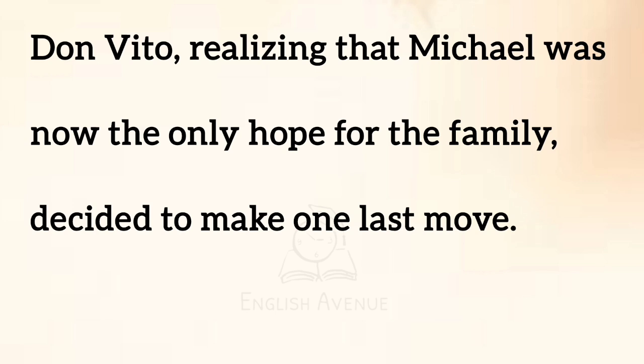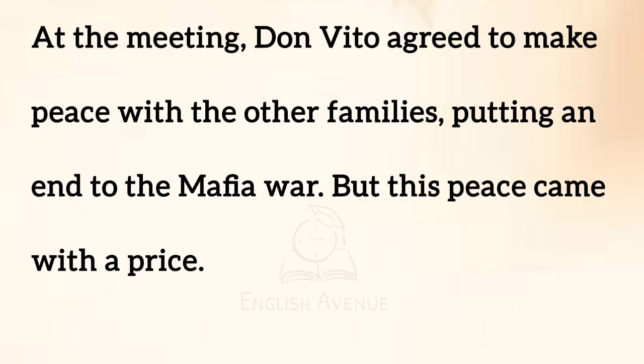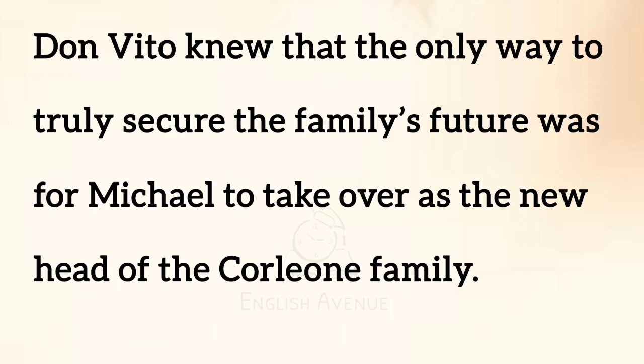Don Vito, realizing that Michael was now the only hope for the family, decided to make one last move. He met with the heads of the other mafia families in New York to negotiate peace. Don Vito was tired of the bloodshed and wanted to protect his remaining family members. At the meeting, Don Vito agreed to make peace with the other families, putting an end to the mafia war. But this peace came with a price. Don Vito knew that the only way to truly secure the family's future was for Michael to take over as the new head of the Corleone family.